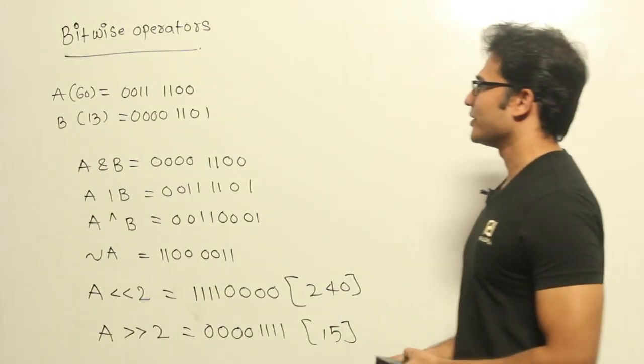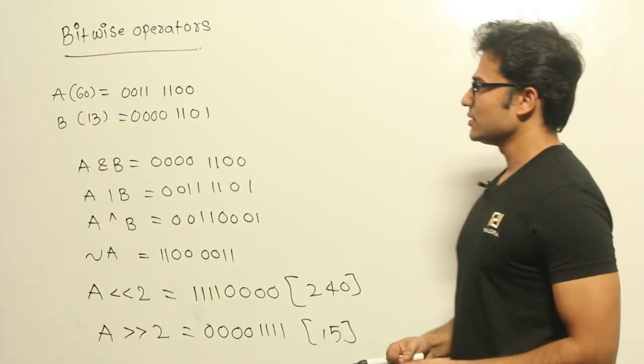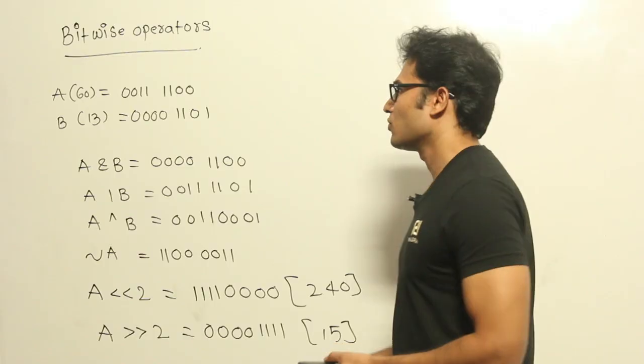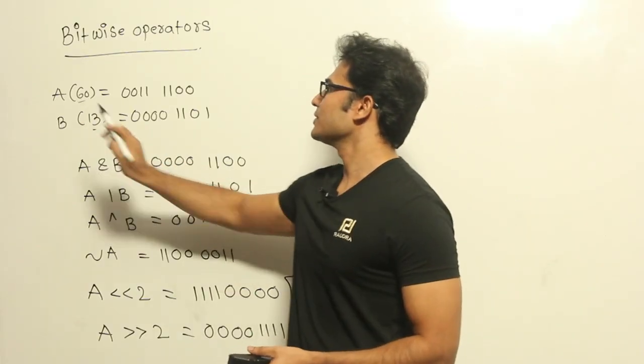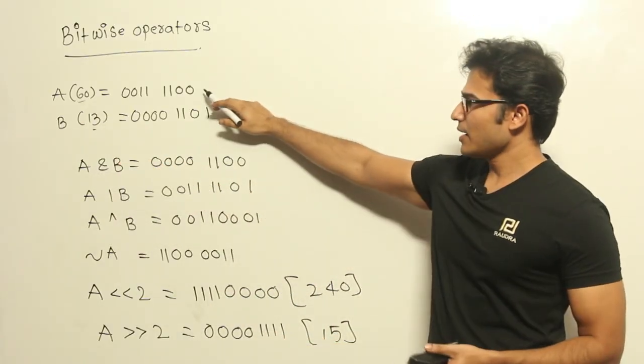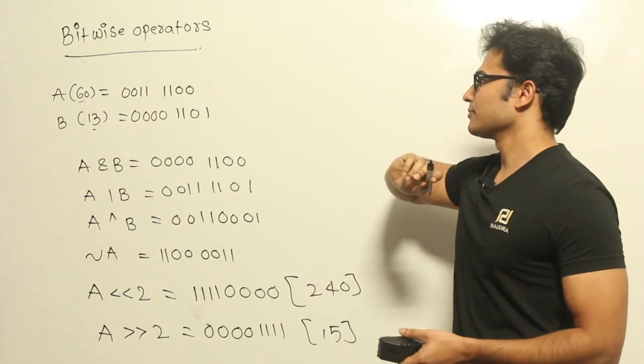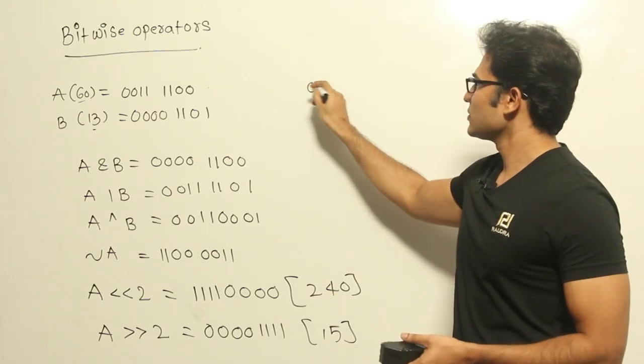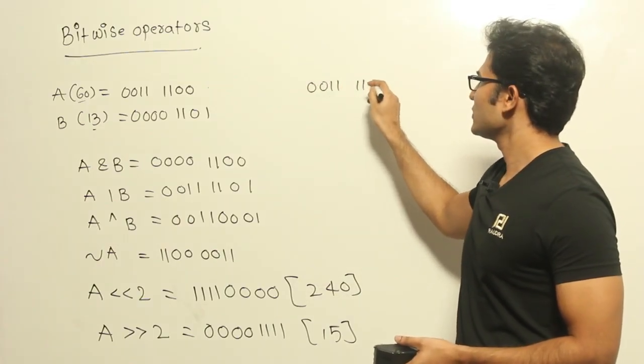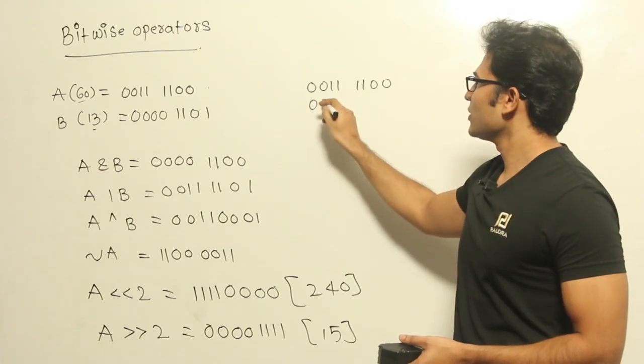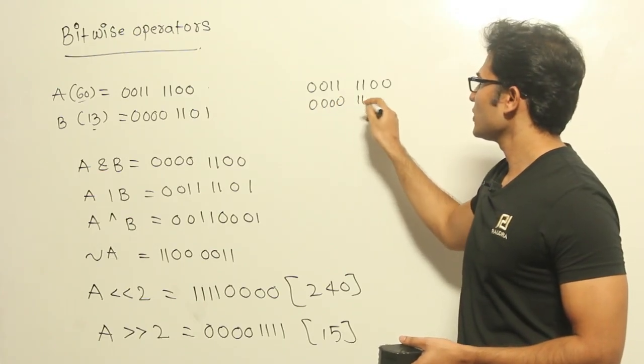Now let's see the bitwise operators. Now assume that an integer is stored in 8 bits. One number is 60 and the other number is 13. This is the bit pattern for 60 and this is the bit pattern for 13. So 60 is 0011 1100 and 13 is 0000 1101.